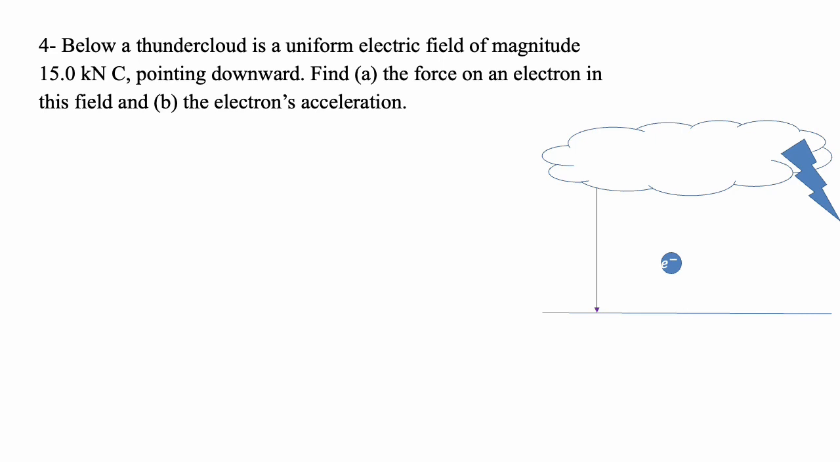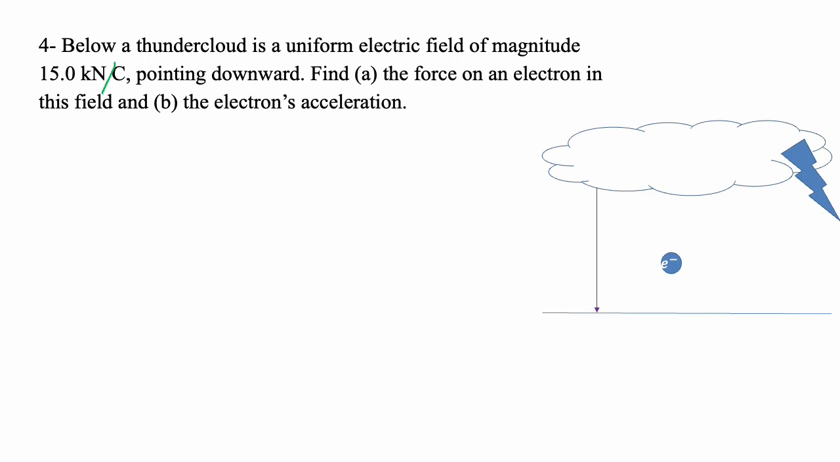So, below a thundercloud is a uniform electric field of magnitude 15 kilonewton per coulomb. So what happens when we have a thundercloud? The cloud, because of friction and motion, has a transfer of electrons, so it becomes mainly positive in one part and mainly negative in another, and there is an electric field in the middle. This electric field is of very high strength: 15 kilonewton per coulomb, between the cloud and the ground.